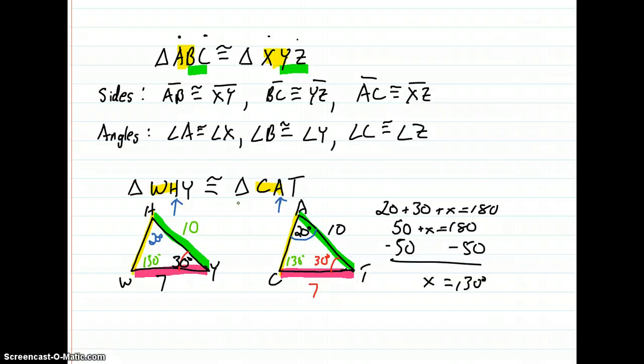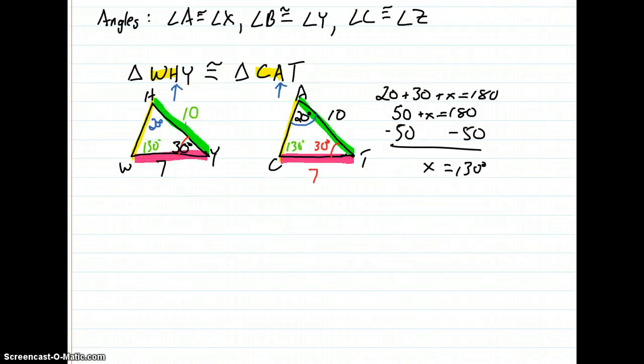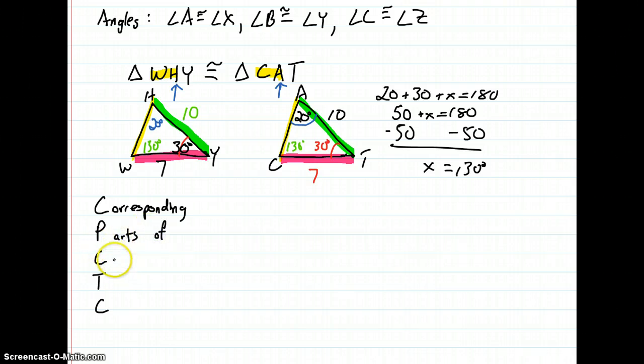So you might be wondering, well, what about that CPCTC thing? Well, that's what we just did. CPCTC stands for corresponding parts of congruent triangles are congruent.